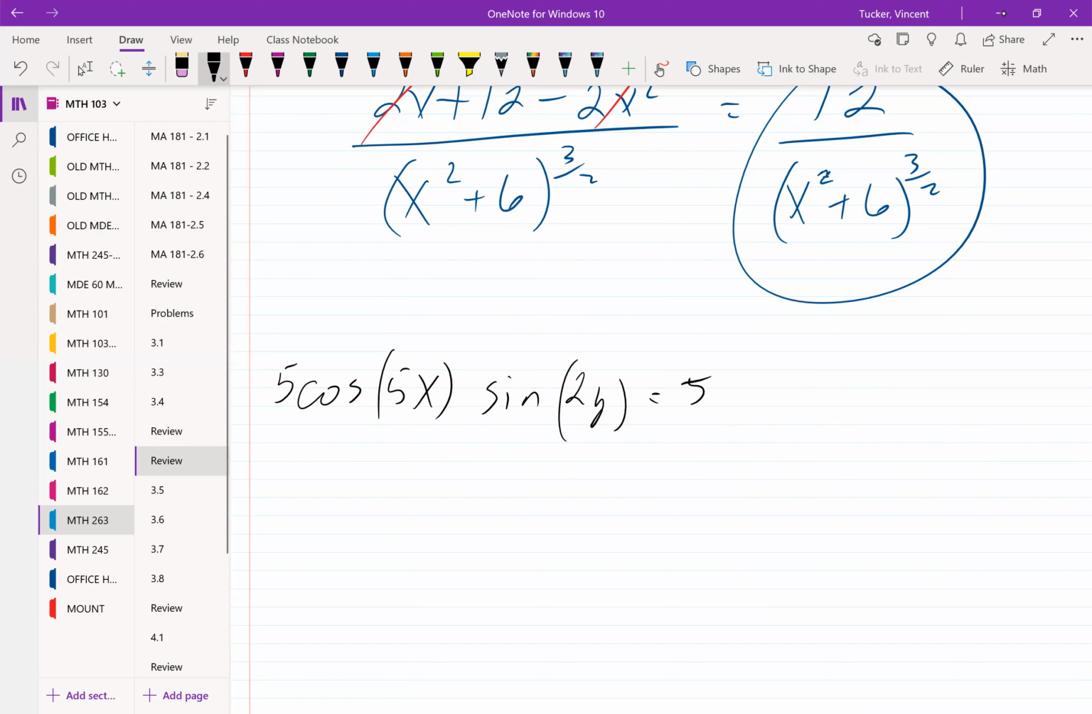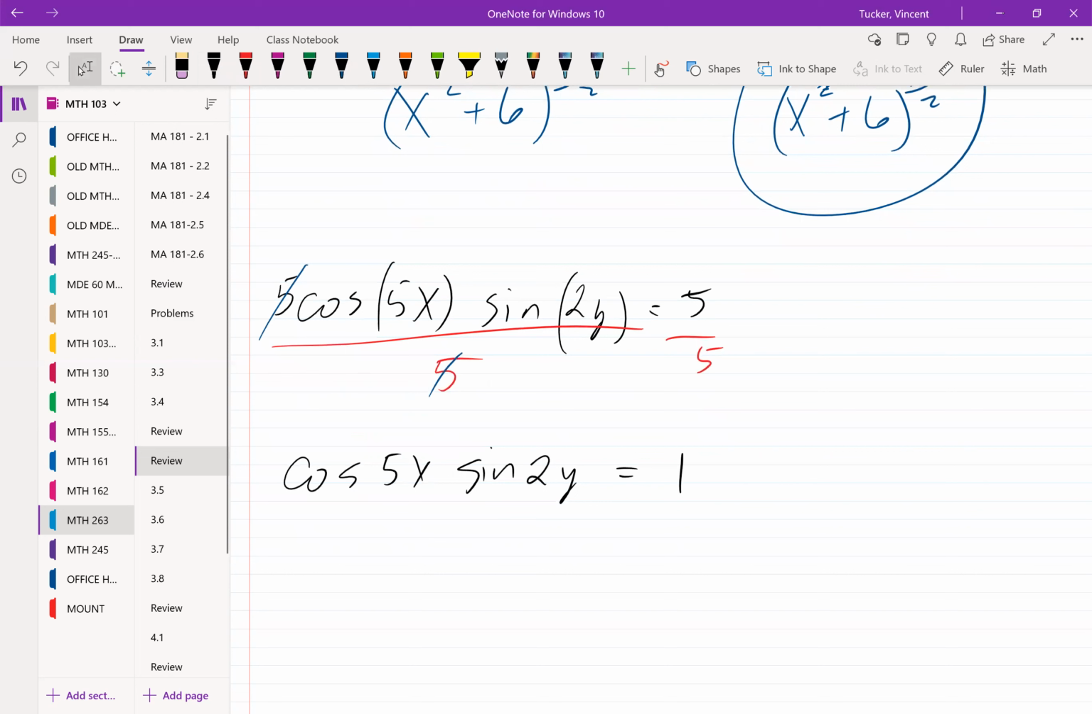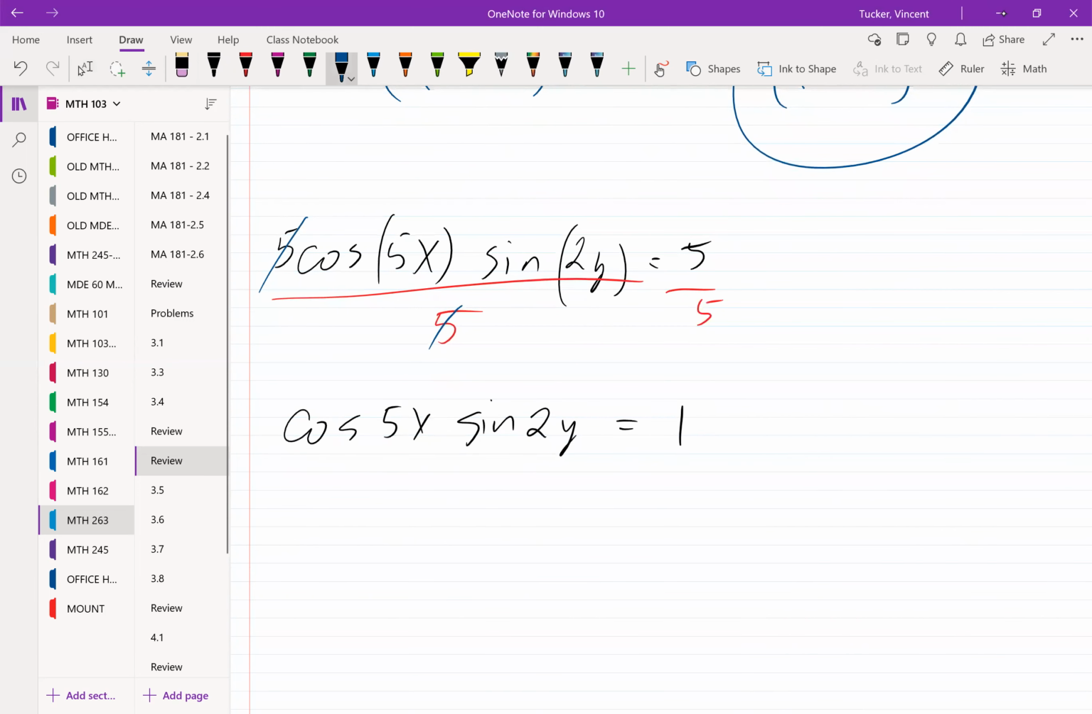Well, first thing you could do if you want to simplify, you can get rid of the 5. Divide both sides by 5, if you just want to get rid of it, because it's all multiplication. Just one less number to deal with, but you don't have to. It's just a constant. All right, so the product rule is u times v prime plus v times u prime.